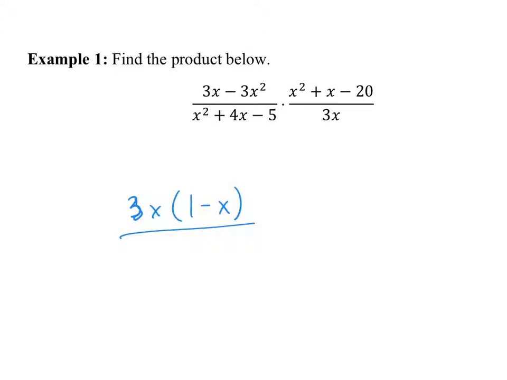Denominator. What multiplies to -5 and adds up to +4? What does that factor into? +5 and -1. Sounds good to me.